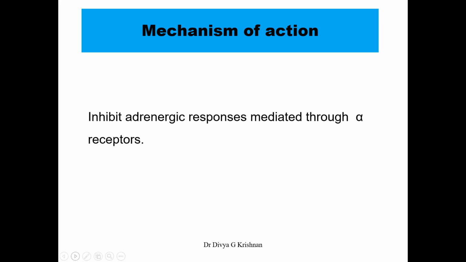For example, on the blood vessels, you know the normal response of alpha-1 and alpha-2 receptors is vasoconstriction. So the response of the alpha blocker is to inhibit the vasoconstriction response of the alpha receptor. We may prefer to say it as vasodilatation, but we would not opt to say vasodilatation. We would opt to say that it inhibits the vasoconstrictor response of alpha receptors.